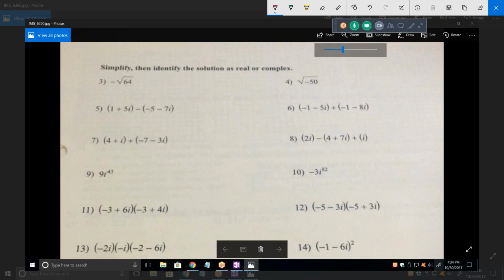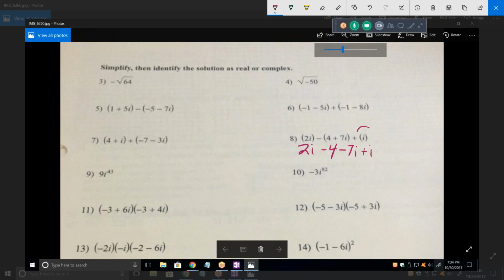Little tougher, but not really. Remove the parentheses first, all of them. What do you get on 8? 2i minus 4 plus 7i plus i. No, no, no. When you remove this second set of parentheses, there's a negative sign in front of that. That negative sign has to apply to both terms. Okay, so then, all right.